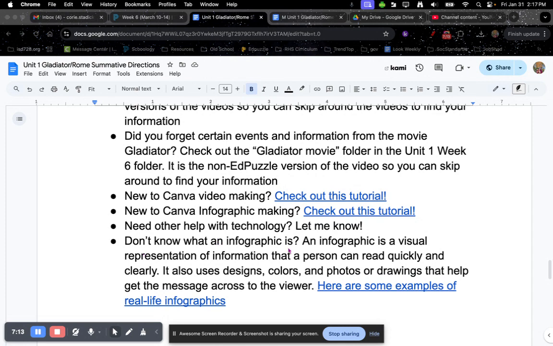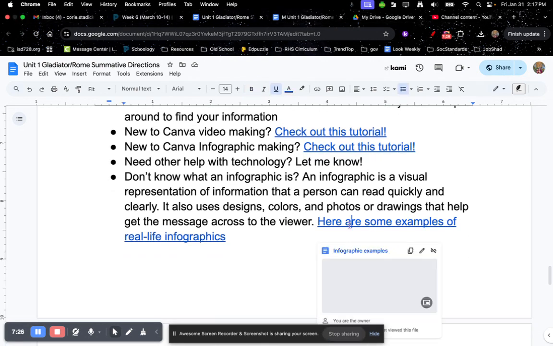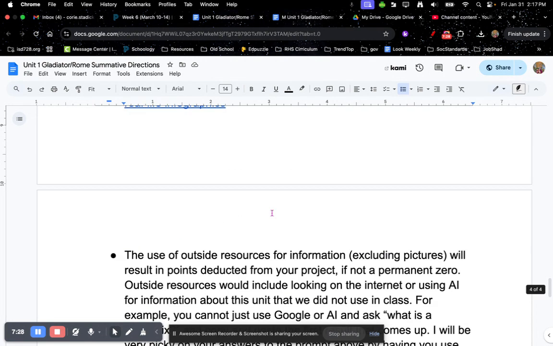And if you don't know what an infographic is, it's a visual representation of information that a person can read quickly and clearly. It also uses designs, colors, and photos or drawings that help get the message across to the viewers. And here is a document with some examples of real life infographics.